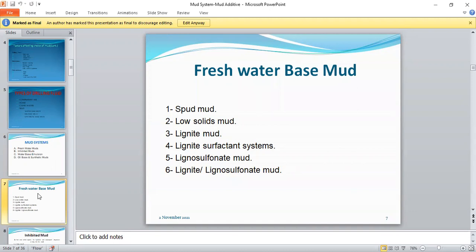Sometimes you have your LCM, lost circulation materials, to take care of losses so that you don't just lose your mud into the formation. So we have spud mud. Then we have low solid mud. Now these low solid muds are also low weight muds. Simple muds, their mud weight is very, very low. The amount of solids in it is very low as well.